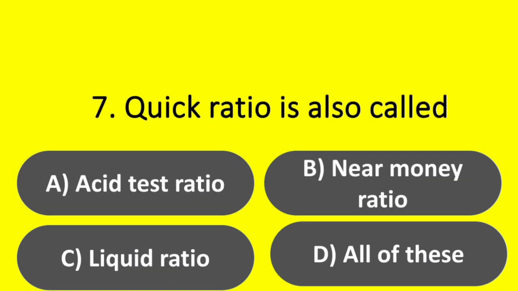Quick ratio is also called option A acid test ratio, option B near money ratio, option C liquid ratio, option D all of these. Answer option D all of these.